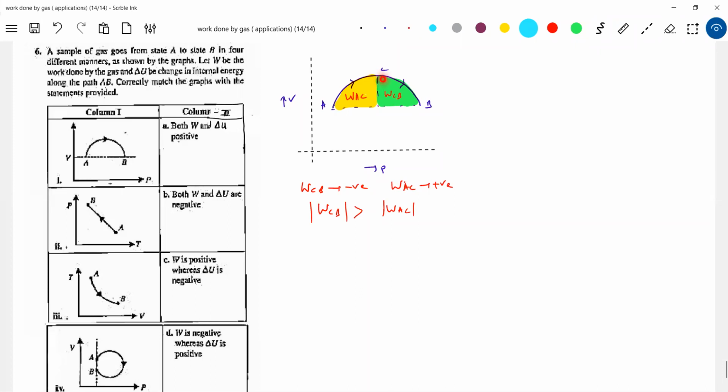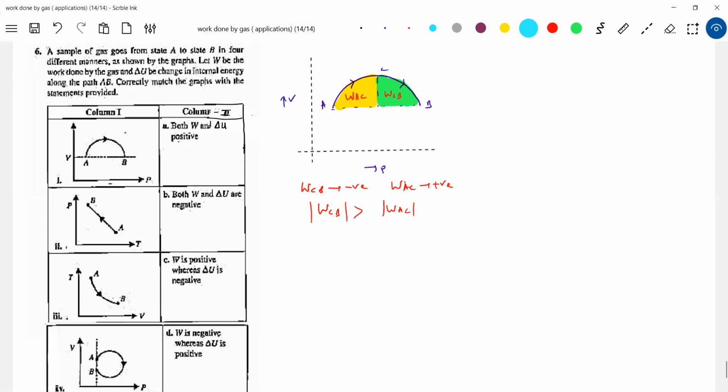Sir, how can you say WCB is negative? You can see here volume decreases. Very simple idea, no? If volume of gas decreases, work done should be negative. How can you say magnitude? Because you see that here the pressure change will be more than this one. Here the pressure at this particular point will be more, because work done equals PdV. So therefore WCB will be greater than this one. So net work done will be negative.